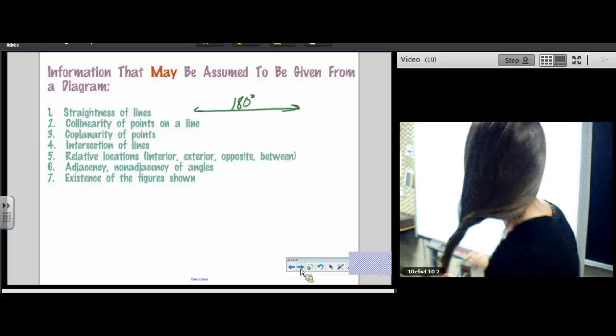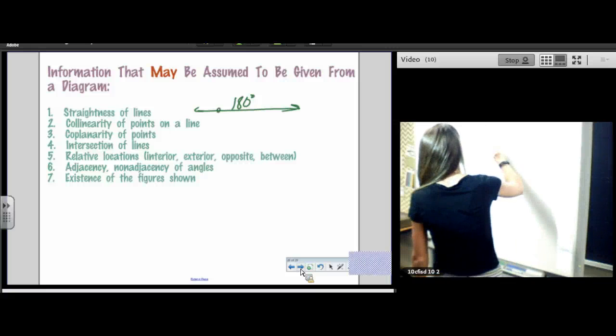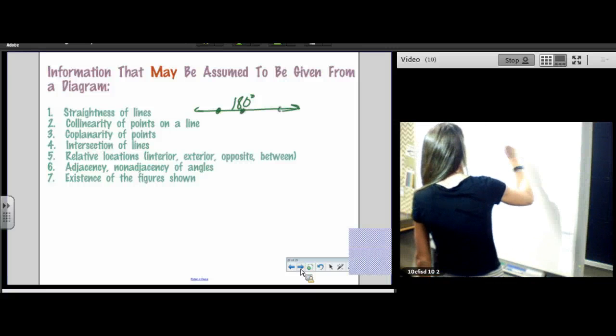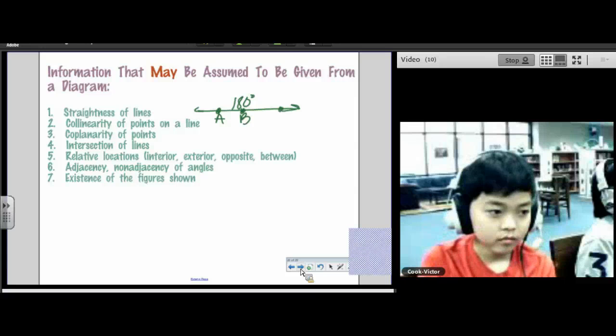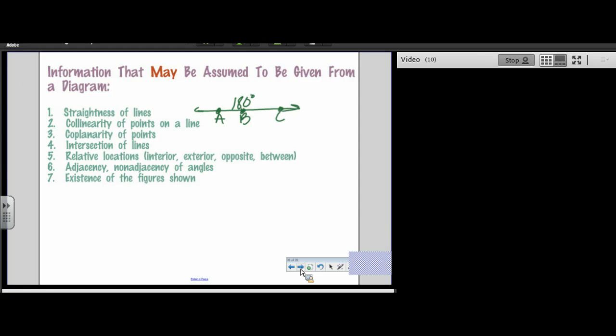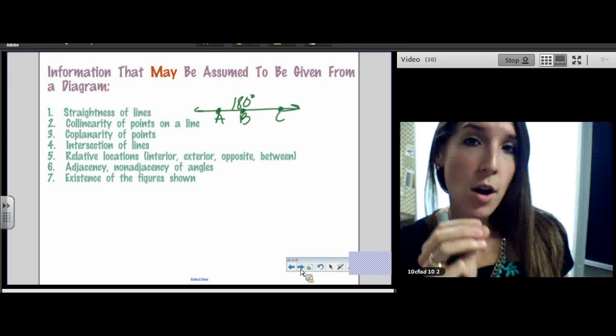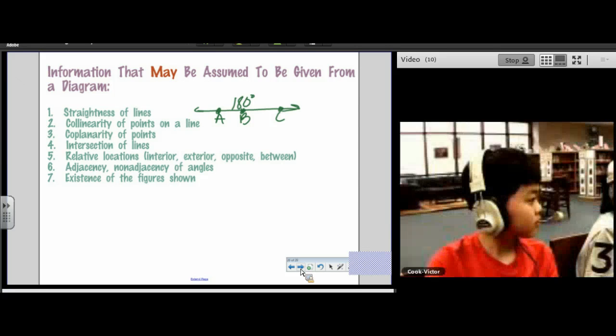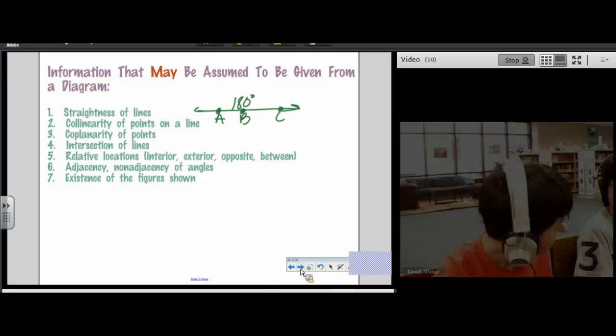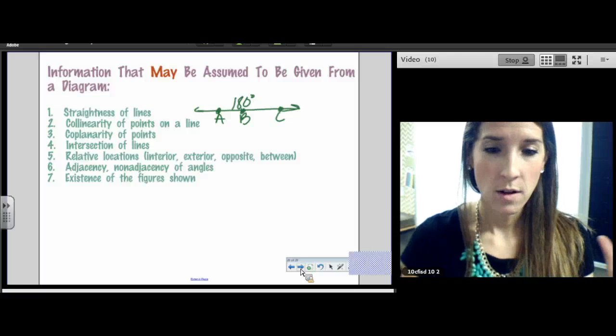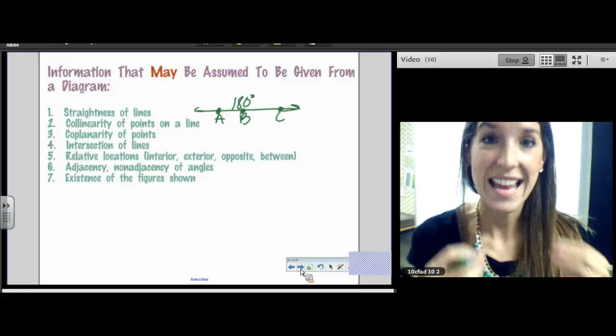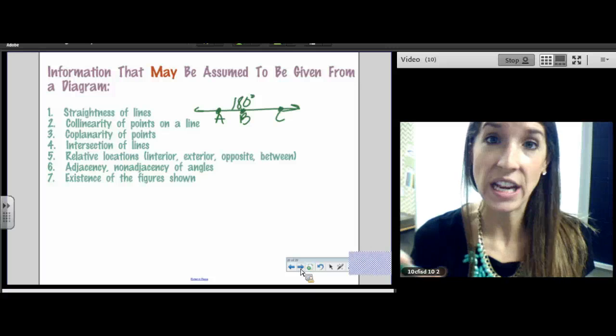Collinearity of points. That just means that if Miss Tanton puts dots on this line, you don't have to wonder, is she trying to trick me? Is A right below the line but not perfectly on the line? No, I'm not trying to trick you. You are allowed to assume that if it looks like it's on the line, it is on the line. Those are collinear if they look collinear.